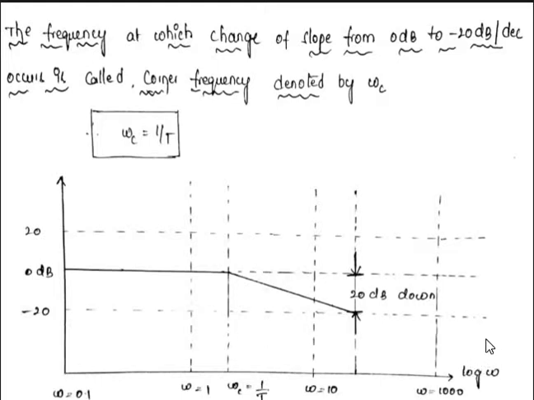At omega is equal to 300, the magnitude is minus 40 dB. Minus 20 to minus 40, like that we can decrease. So this is the magnitude plot for a simple pole.